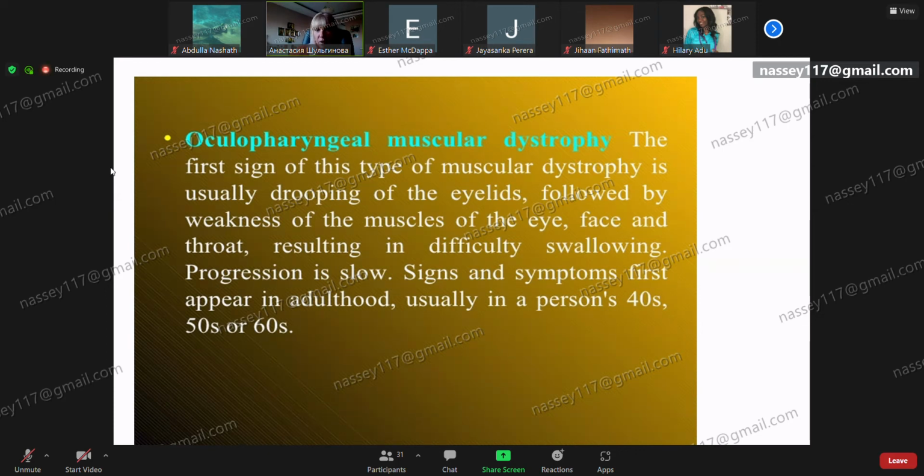The same, we need to differentiate with myasthenia gravis, yes? Moreover, we will say that if the person is of age 40, 50, 60, secondary myasthenia gravis like Lambert-Eaton syndrome can be seen.